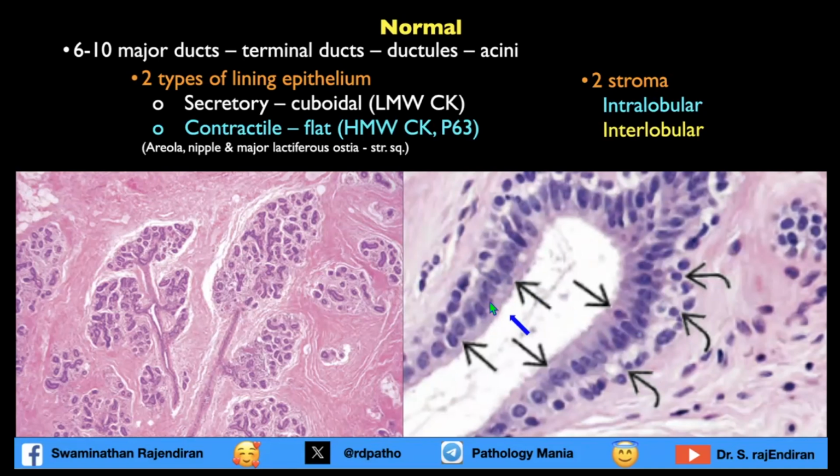Like there are two types of cells, even in the stroma, there are two types. One is within the lobules, which we call intralobular stroma, and the other one is interlobular stroma, which is more collagenous or more fibrotic. Whereas the intralobular stroma is more loose and edematous. And if you go to high power, you may see some plasma cells in the intralobular stroma, and they do the IgA secretion in case there is lactation.